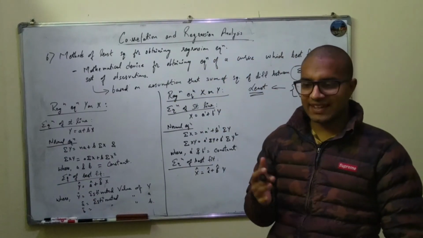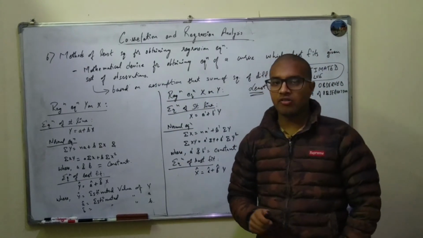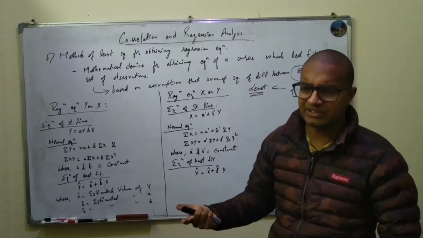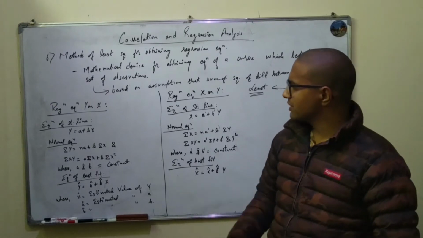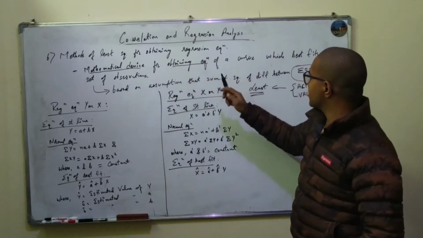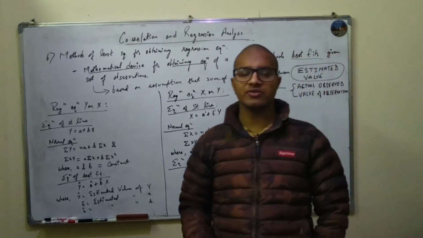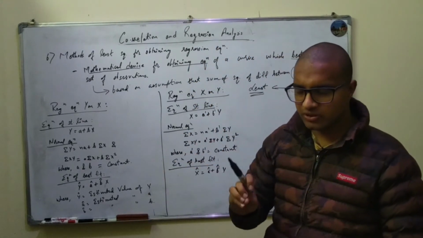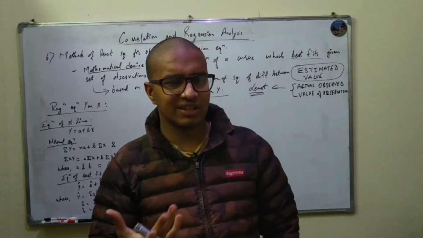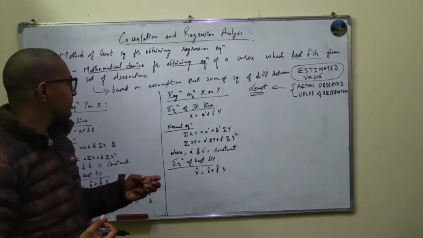In this second method, we will use the least squares method for obtaining our regression equation. What is this basically, you could ask. It is a mathematical device for obtaining the equation of a curve which best fits a set of observations. You're finding the same thing, the equation, just with a different method, which we use to predict the values.